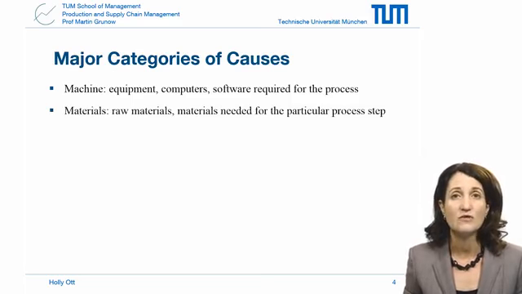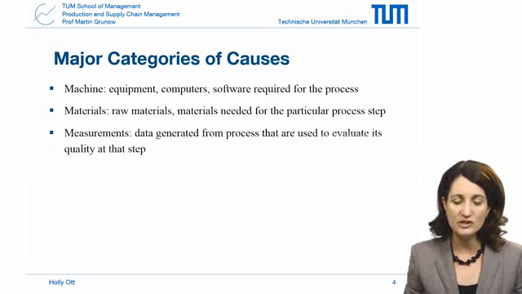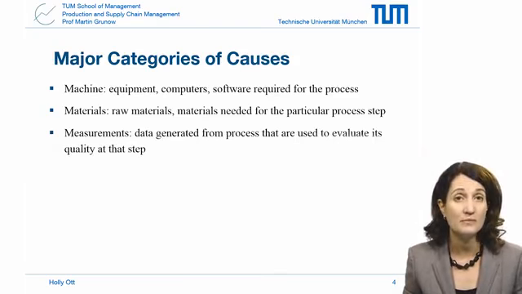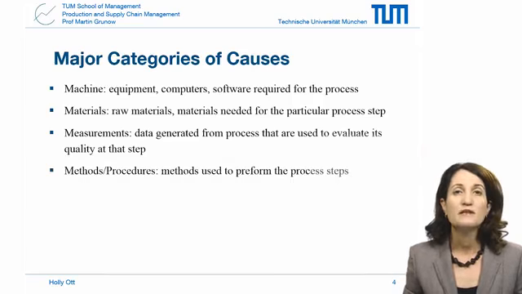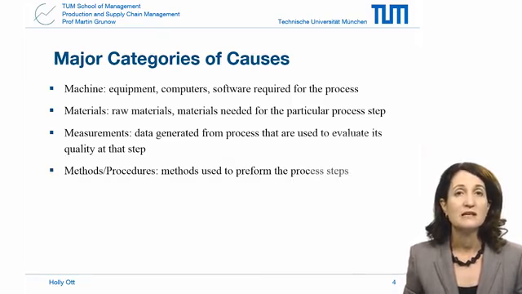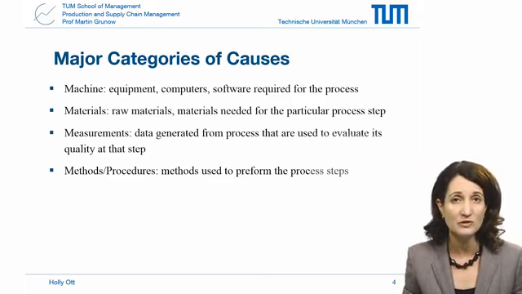Materials consist of raw materials, materials that might be used for the equipment at that process step. Measurements are data generated from the process that are used to evaluate its quality at that point. Methods and procedures are how the process steps are performed. What is the set of operating procedures, the standard operating procedure, SOP, that is documented and used.